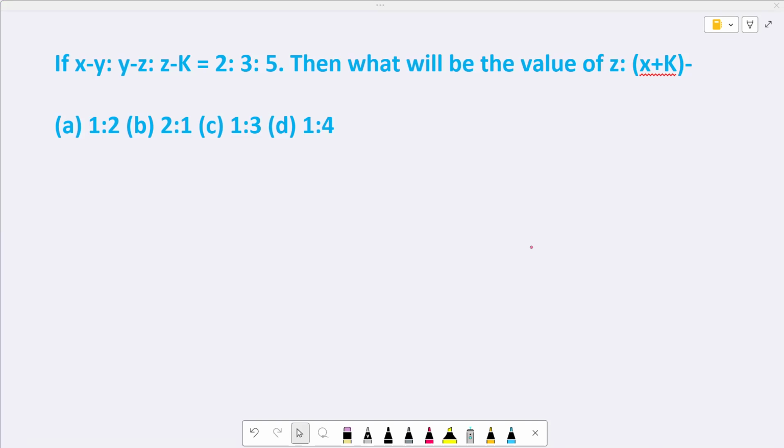The next question says, if x minus y ratio y minus z ratio z minus k is equal to this, then what will be the value of z ratio x plus k, sorry. The options that are given to us are these. Now, specifically in these types of questions, they are hit and trial questions. We can never be sure that we will be able to find an answer to these kinds of questions or not.